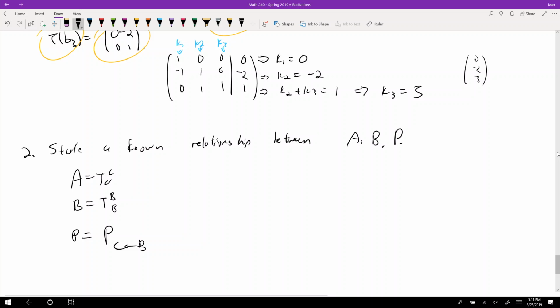Well, it looks like we want to go from one of the matrices to the other. We want to go from A to B or B to A. So we also know that P inverse is equal to P from C to B. The inverse of a change of basis matrix is the change of basis going the other direction.